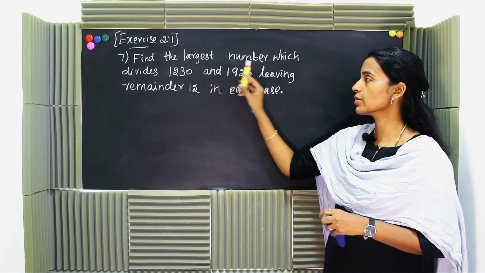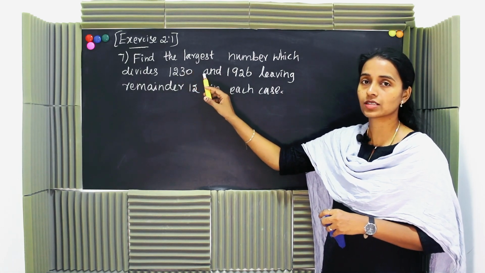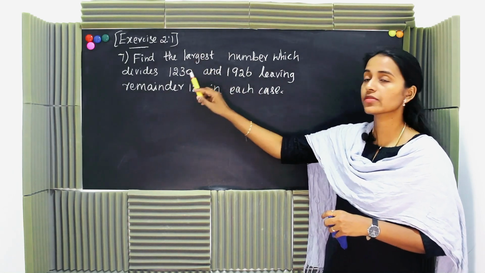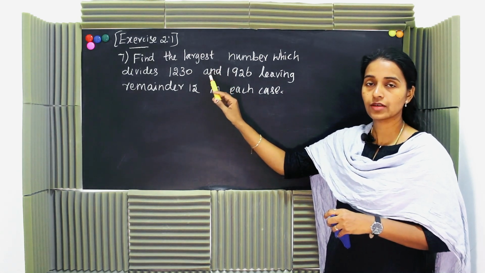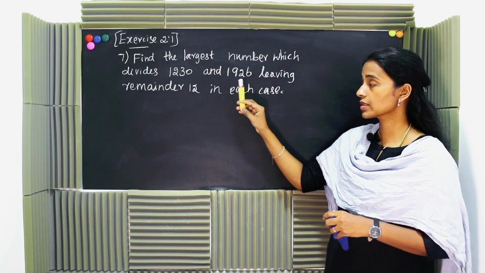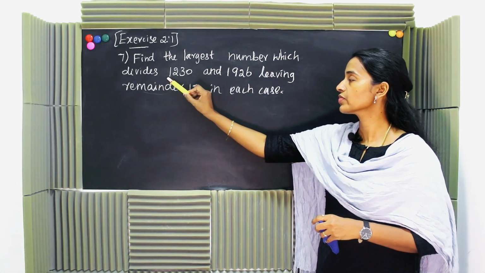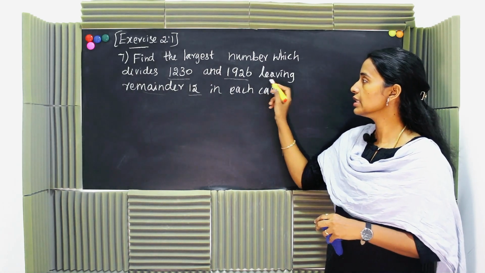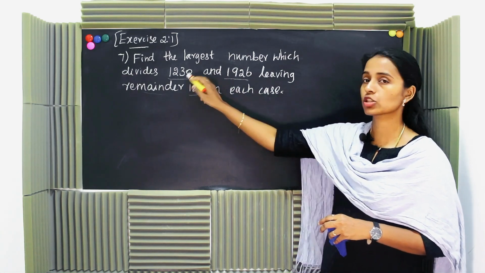Find the largest number which divides, which means HCF, highest common factor. You should remember this. The largest number which divides means highest common factor. We have to find out the highest common factor. Here the condition is we should subtract 12 from this and from this number. Why? Because leaving remainder 12 in each case. Each case means these two.